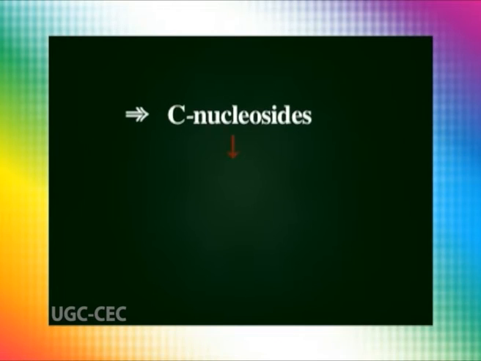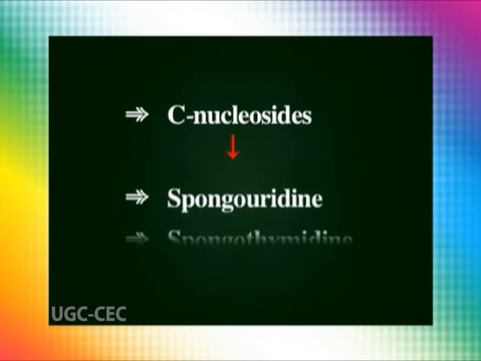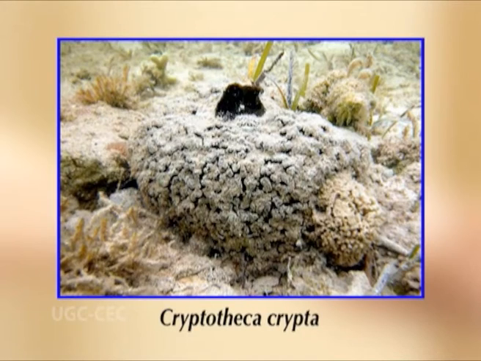The world's oceans, covering more than 70% of the Earth's surface, represent an enormous resource for the discovery of potential chemotherapeutic agents. The first notable discovery of biologically active compounds from marine sources was the isolation of the C-nucleosides spongouridine and spongothymidine from the Caribbean sponge Cryptotheca crypta in the 1950s. These compounds were found to possess antiviral activity.